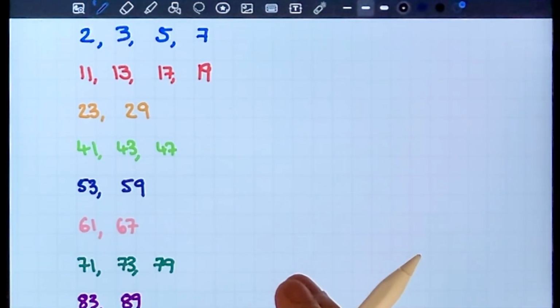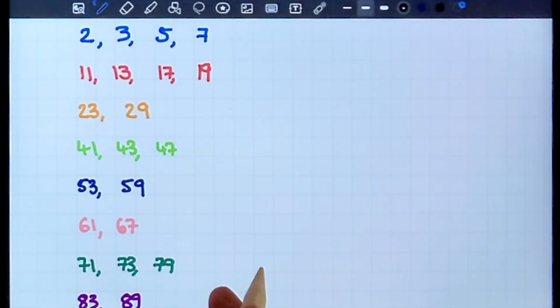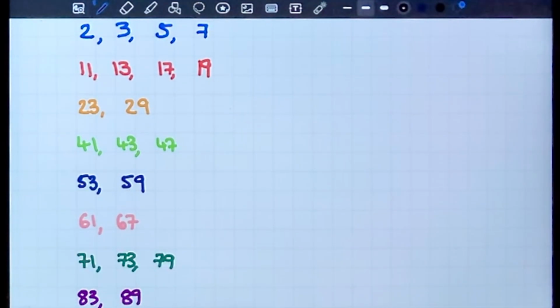Oh, I'm not going to fit that in. So 97 is a prime number.